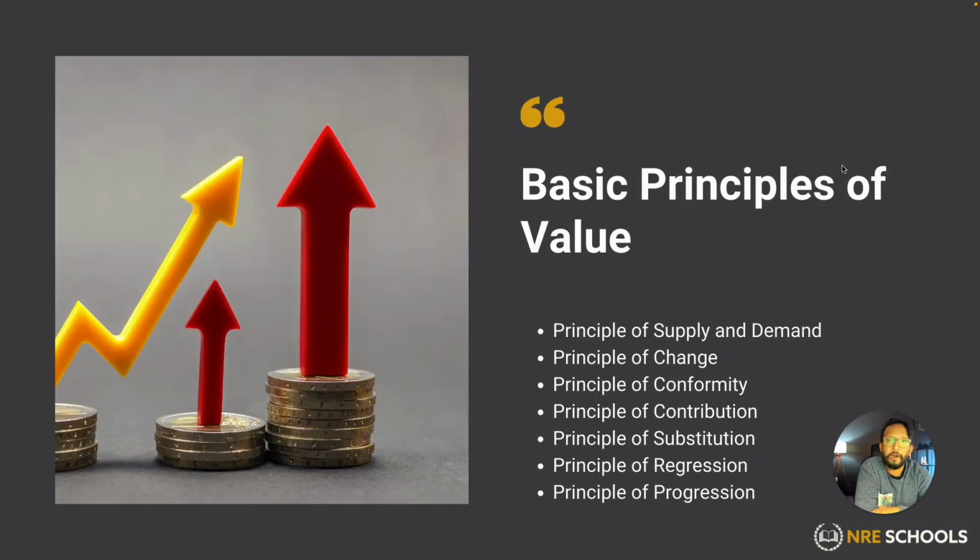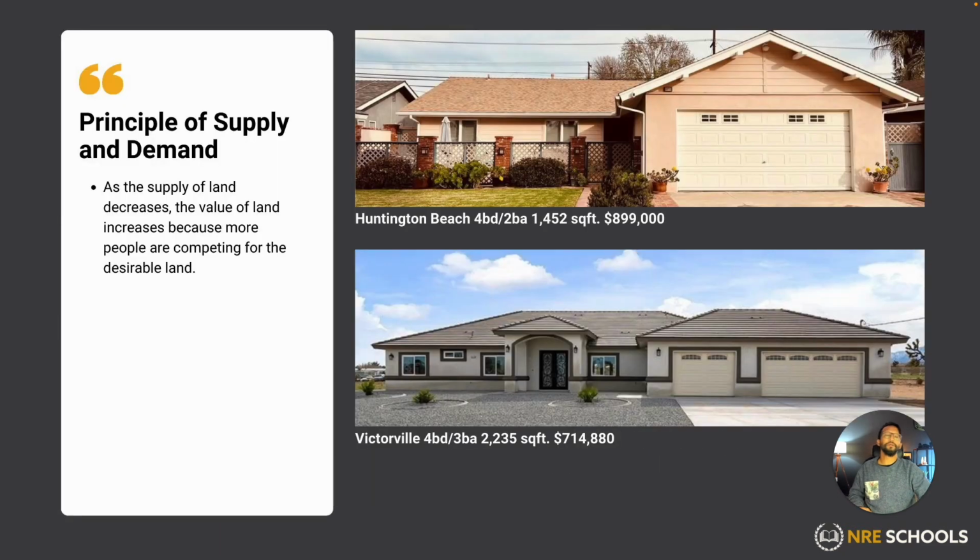it. An important part of the principles of value, and these principles of value, you want to know, these are important concepts. Let's go through them together. So let's go through the principle of supply and demand. That's the first one here. As the supply of land decreases, the value of land increases because more people are competing for desirable land. Yeah, absolutely. You know this one. That's why homes are so expensive closer to the ocean, because that's more desirable land. Whereas if you go further inland, it's less desirable and less expensive.